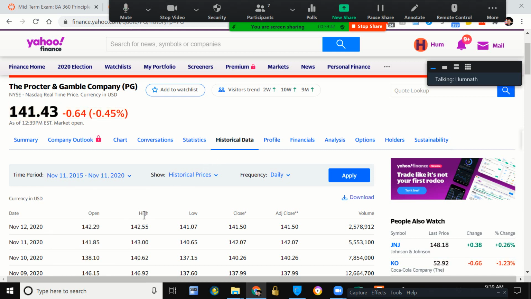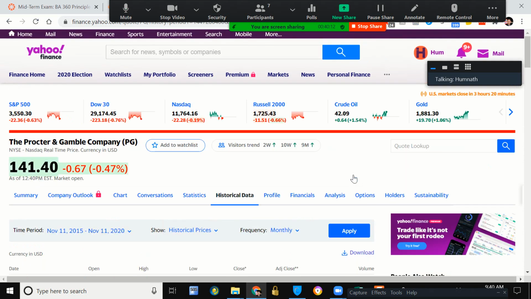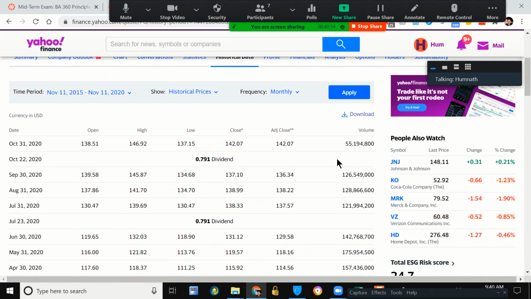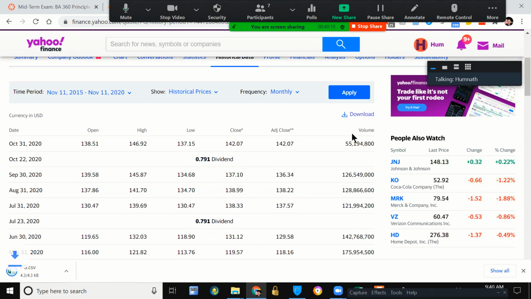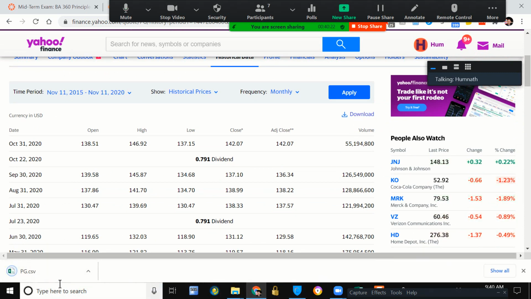Now the second thing is you don't want to get all the daily data. The lowest frequency you can get is monthly, because we have daily, weekly and monthly. So I'm going to select monthly, and once I select monthly, I'm going to click apply. Once I apply, I can download this data. Okay, I can download this one, and then I can open it.